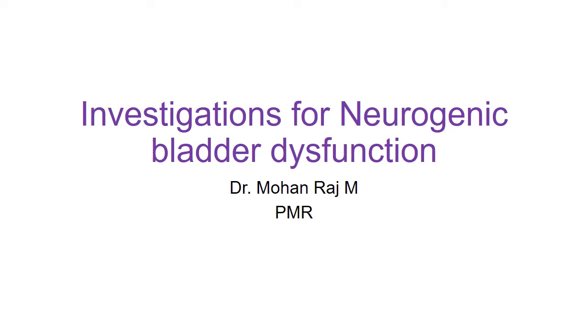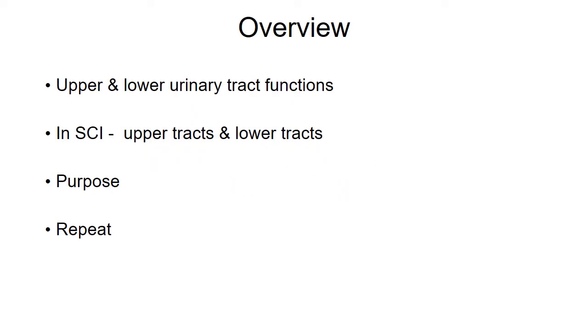Hello dears. Today's class is about relevant investigations for assessing the status of the renal system in patients with spinal cord injuries. First, we can have an overview of investigations. There are investigations which detect abnormalities of upper tract functions. There are certain other investigations which detect the abnormalities of lower urinary tract functions.